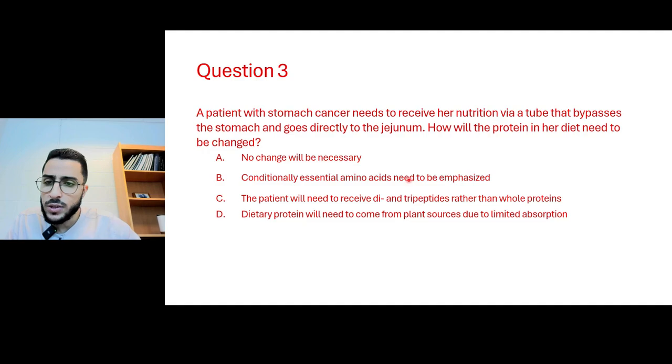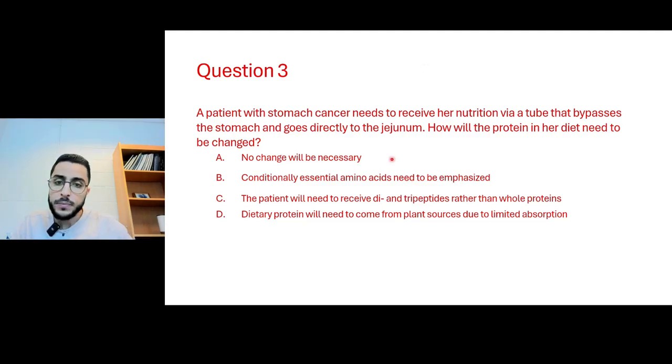Let's see. A patient with stomach cancer needs to receive her nutrition via a tube that bypasses the stomach and goes directly to the jejunum. How will the protein in her diet need to be changed? Well, in the stomach, you break down the bigger protein structures into smaller protein structures, and you denature the proteins also. So if you cannot do that, that means the proteins will reach your intestine as quaternary or tertiary structures.